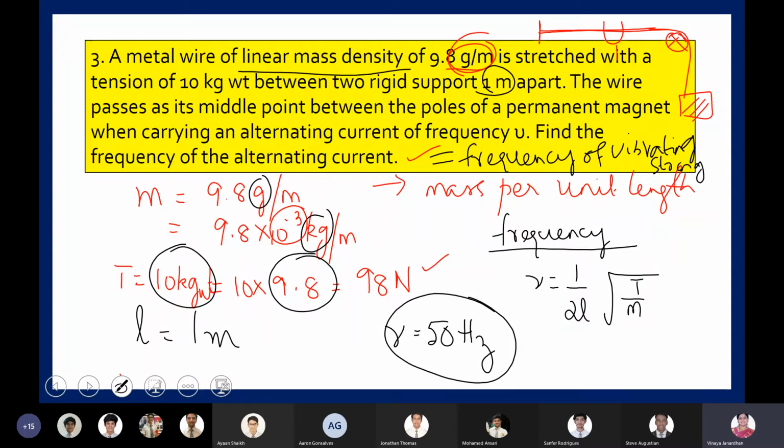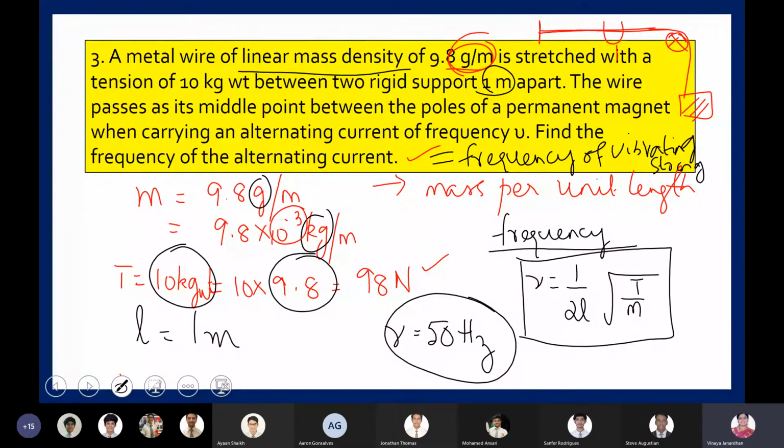So you have the formula, boys. Nu is equal to 1 by 2L root of T by m. Tension is given in kilogram weight, you have to convert it to newtons. Multiply with 9.8. The length of the wire is 1 meter. Mass per unit length is given in grams. You convert it to kilograms.